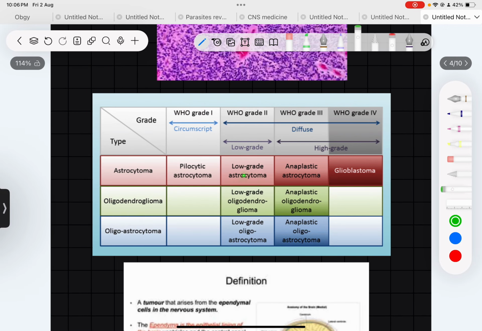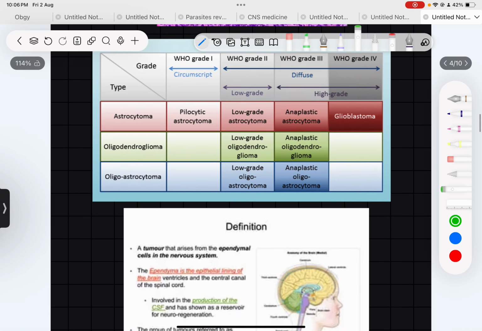And low grade astrocytoma is, I think, the most common benign tumor in adults. And glioblastoma, which is grade 4 in astrocytoma, is actually the most common malignant tumor in adults. Then there is oligodendroglioma. The classification is only grade 2 and grade 3.